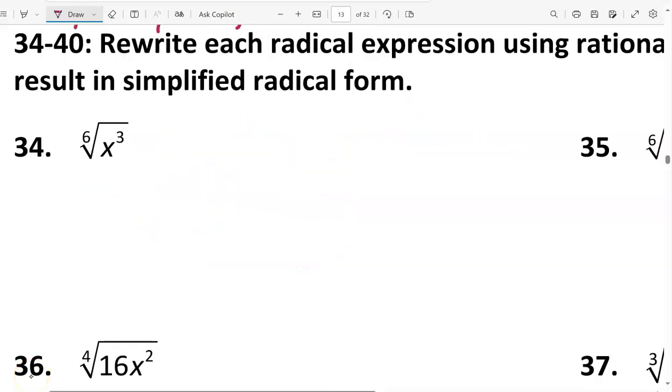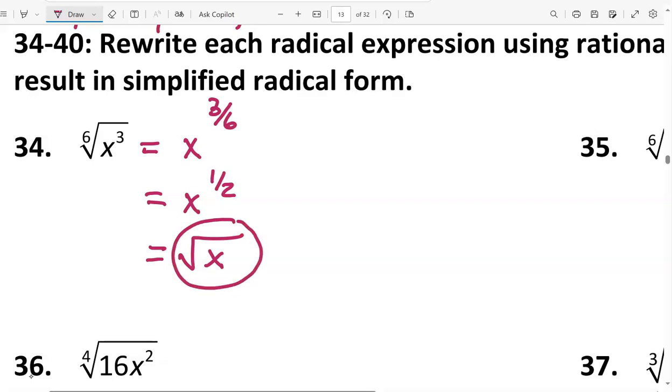Okay, in 33 through 40, we're asked to rewrite each radical expression using rational exponents first. So the 6th root of x to the 3rd is x to the 3/6. Denominator is the root, and the numerator is the exponent. That will simplify to x to the 1/2. Now the directions say to rewrite it in radical form. In radical form, that's the square root of x.